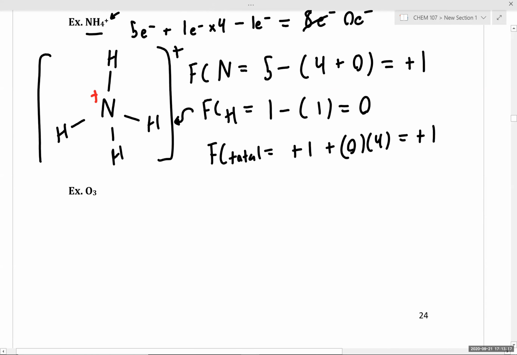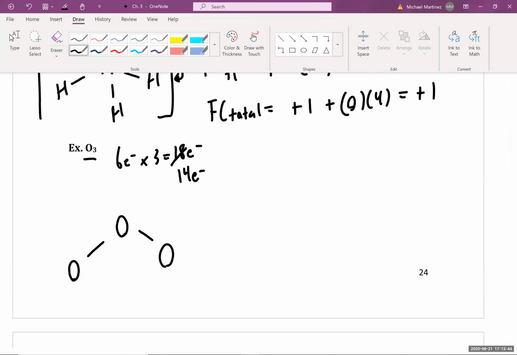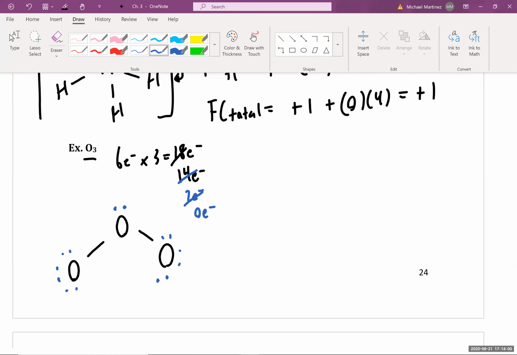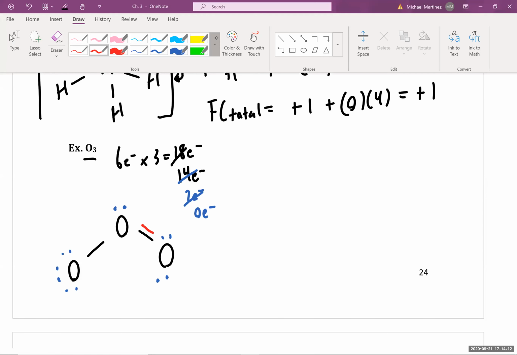Okay, let's keep going. Just because you have a neutral molecule does not necessarily mean your molecule does not contain formal charges. So for example, in ozone, we have 6 electrons for each oxygen atom times 3, that gives us 18 electrons. We place our 3 oxygen atoms and we form 1 bond each. So that gives us 14 electrons remaining. Then we place our lone pairs on our outer atoms first. We get 2 electrons remaining, and we place those two electrons on our central oxygen atom. As we do not have a complete octet, we take one of our lone pairs and convert it to a double bond. Now we've fulfilled the octet rule.